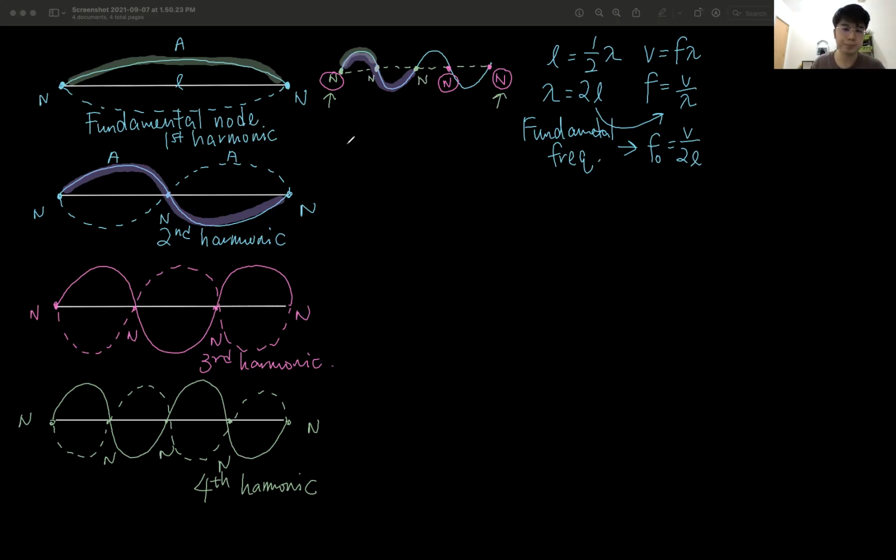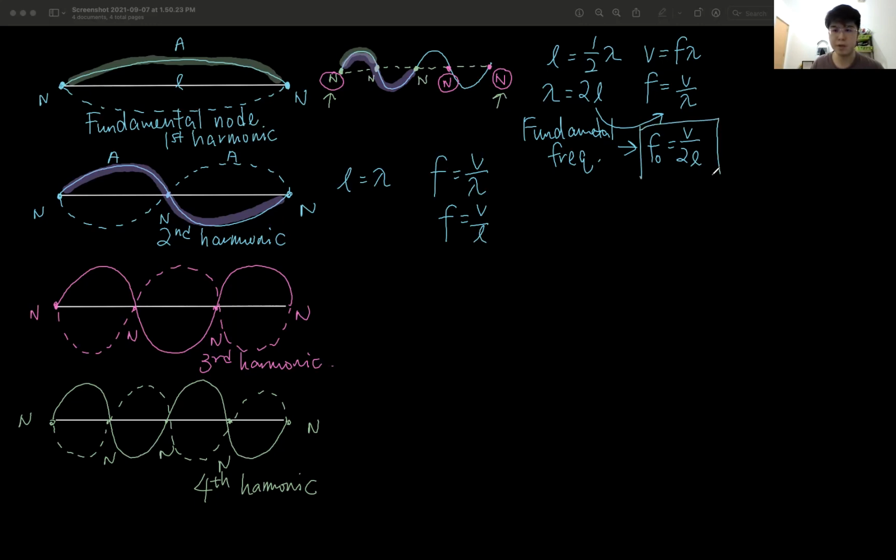Okay, second one. Length equals to how many waves kept in this length? 1 wave, right? So length equals to lambda. Frequency equals to V over lambda. So that's V over length. Okay, let me box this.